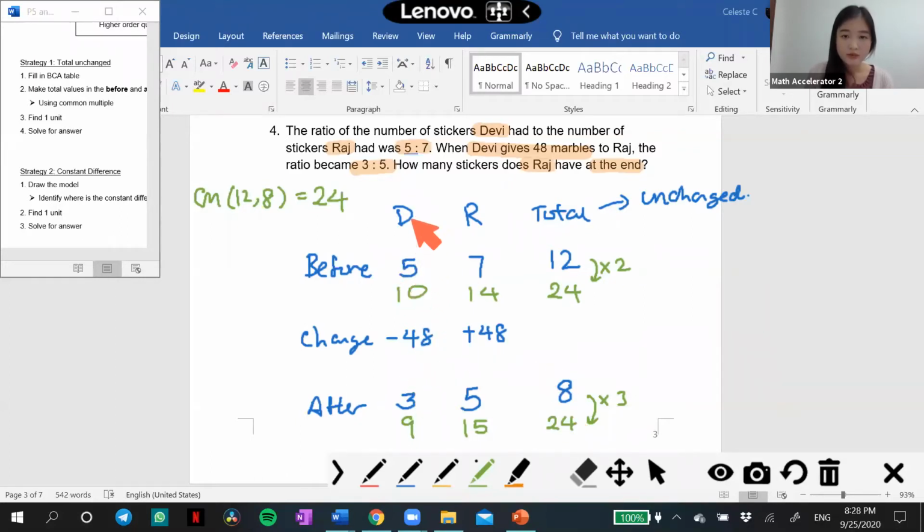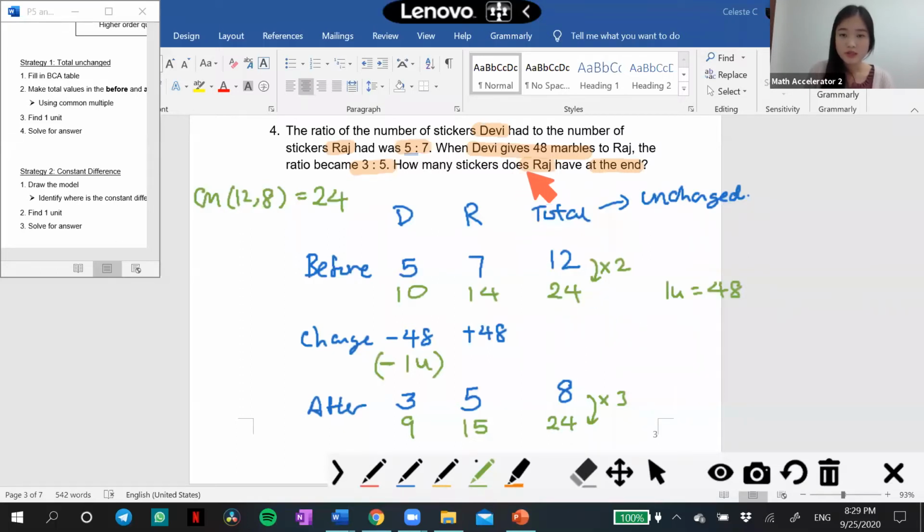Right, let's look at Devi. 10 units at first, 9 units at the end. How many units were taken away? Yes, 1 unit, good. So if 1 unit was taken away and 48 stickers were given away, 1 unit is equals to 48.